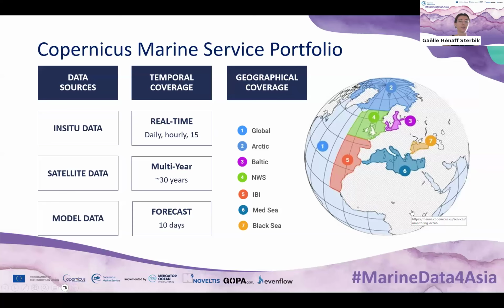These are just a few examples. In terms of temporal and geographical coverage and the type of data the Copernicus Marine Service provides, it is quite varied. It includes in-situ data and satellite observations, which are then used to validate model data. Then you can find data that are measured right now, so real-time data, but also from the past all the way back 30 years, what we call reanalysis or multi-year data. And we also provide forecasts 10 days into the future.